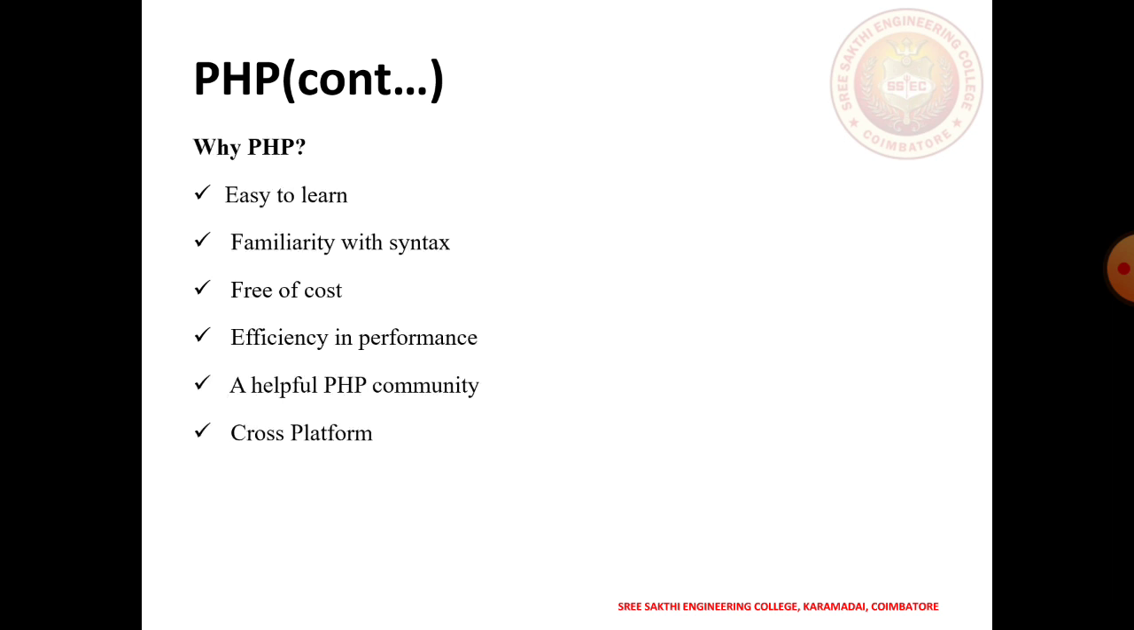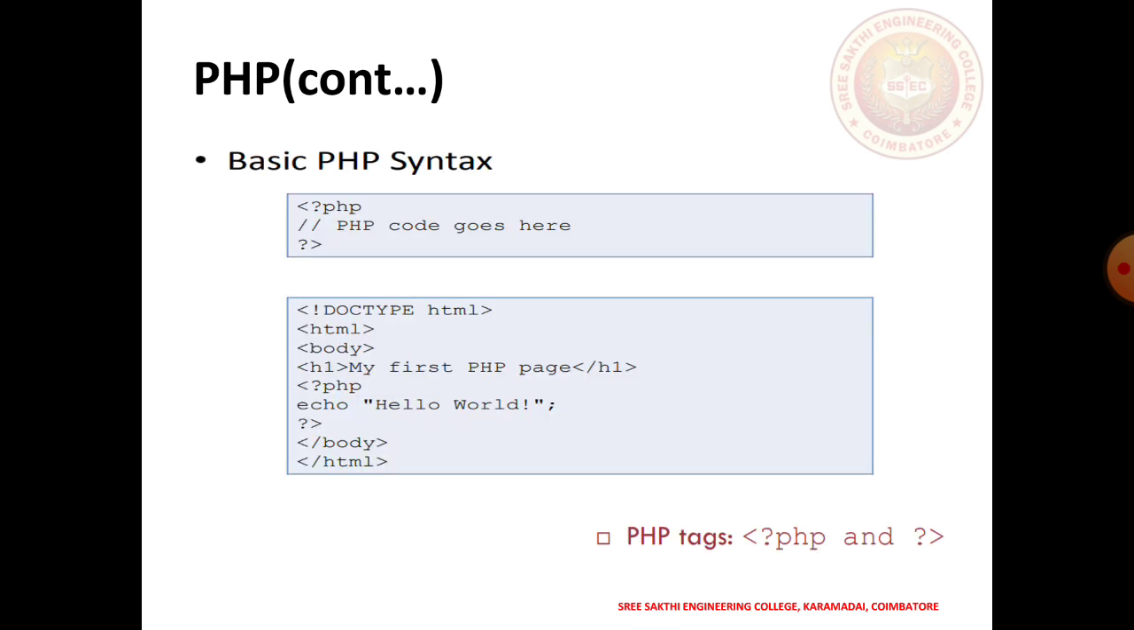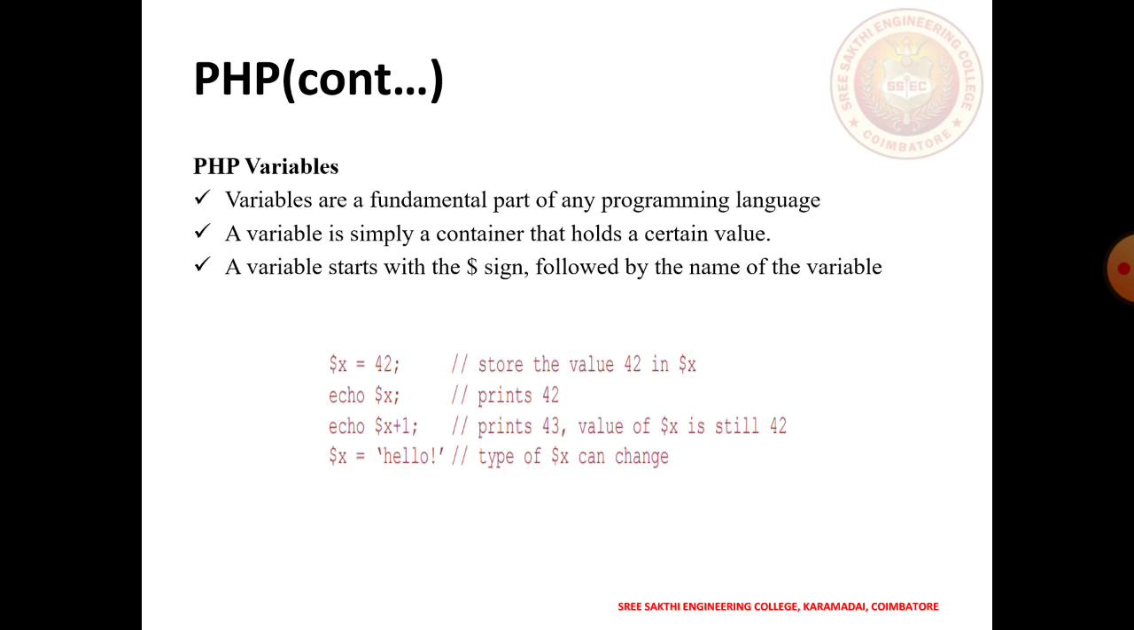Why PHP? It is easy to learn, has familiar syntax, is free of cost, efficient in performance, has a helpful PHP community, and is cross-platform. The basic PHP syntax: in JSP, the JSP code can be written inside a tag, so similarly, PHP code can be written inside an HTML tag. In JSP, the code is written inside the script tag followed by the percentage symbol. In PHP, the code is written inside the tag followed by the question mark.